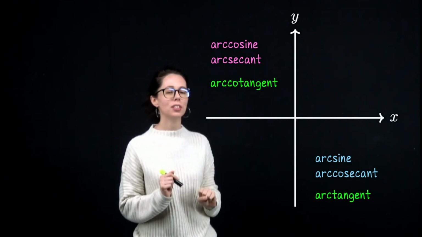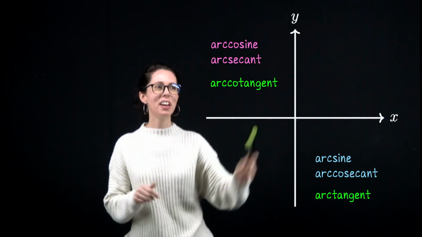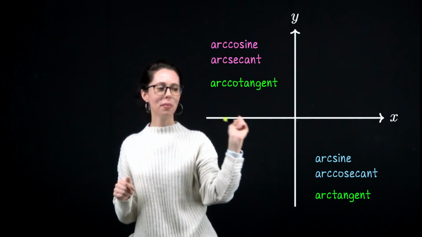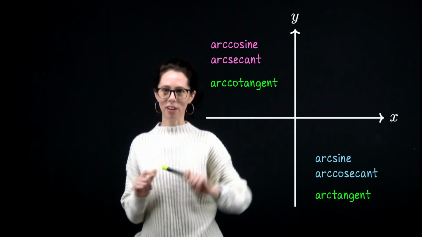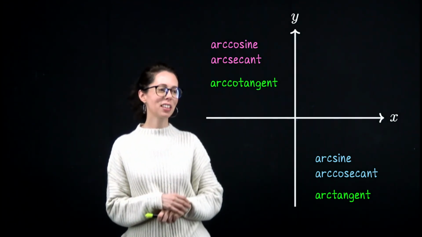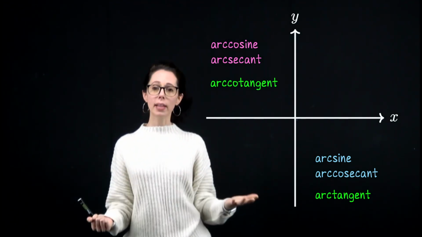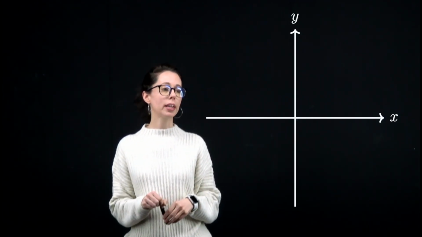Wow, I really hope I said all 6 of those correctly. I'll say it one more time. Arccosine, arcsecant, arccotangent, arcsine, arccosecant, arctangent. Okay, I think I got it correct that time. It's just a lot of trig names. Why is that the case? Let me just give you a quick, longer explanation.